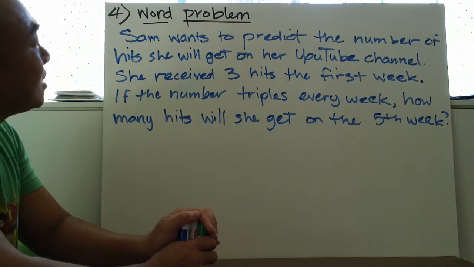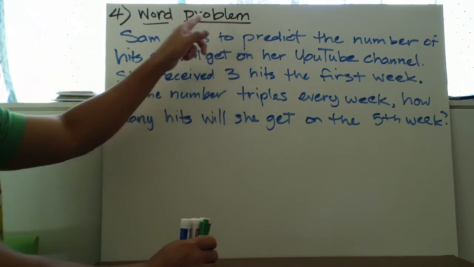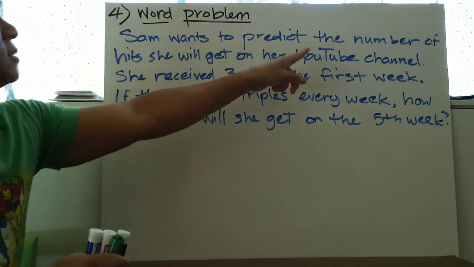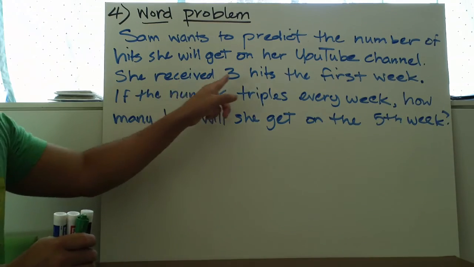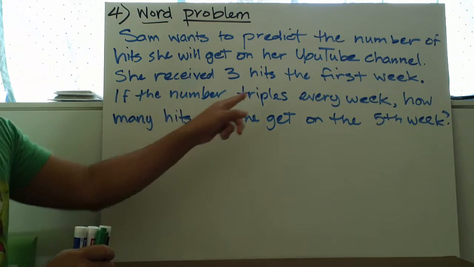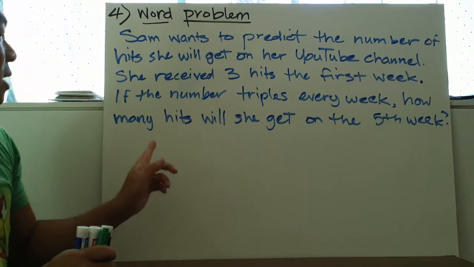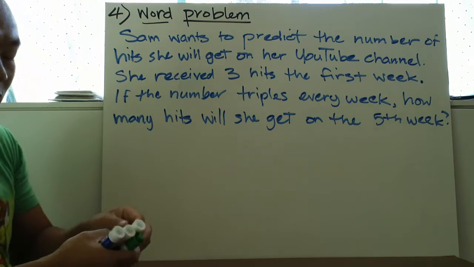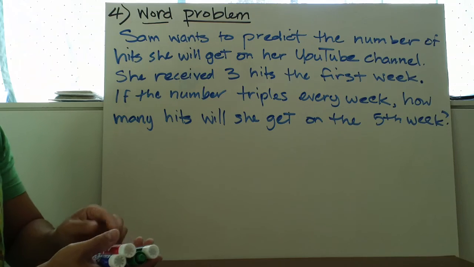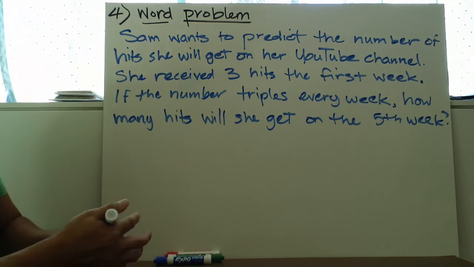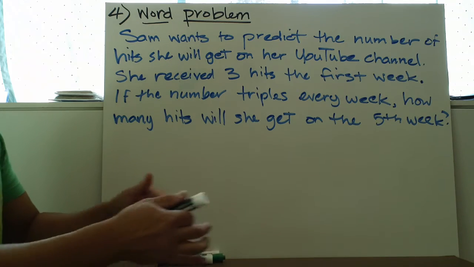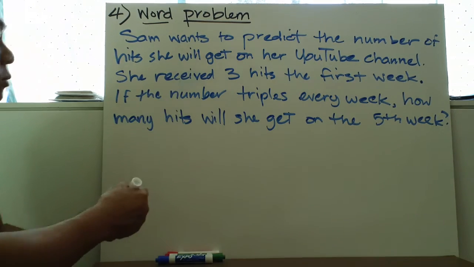Alright, our last one is a word problem. Sam wants to predict the number of hits she will get on her YouTube channel. She received 3 hits the first week. If the number triples every week, how many hits will she get on the 5th week? So this is an exponent and powers question, just written in a word problem format. So now we can go one of 2 ways. Let's go ahead and actually do this out.